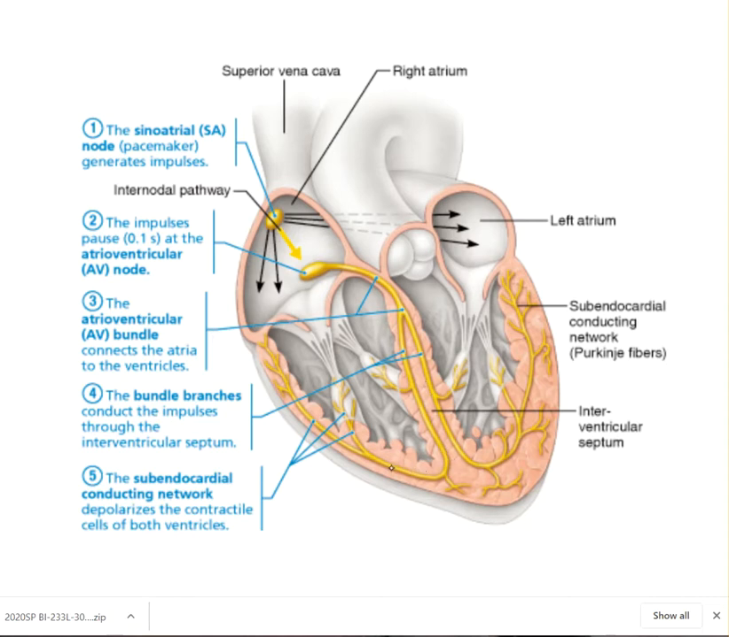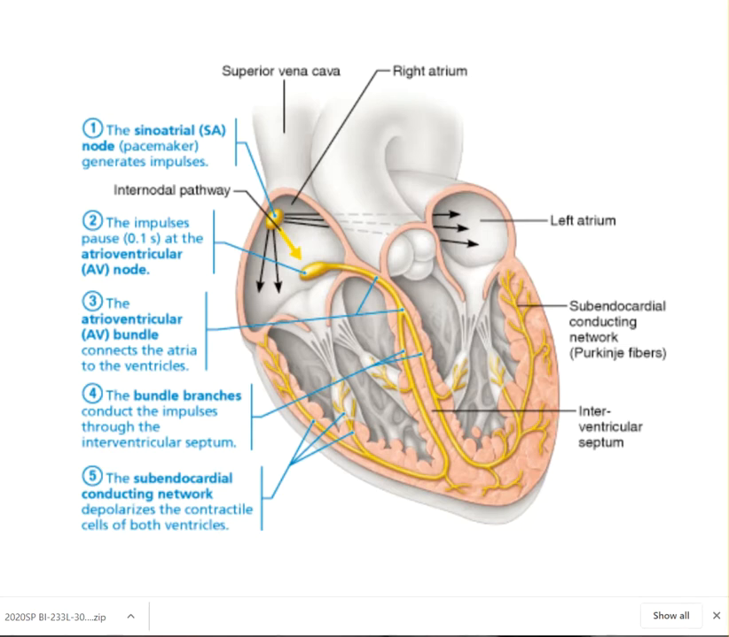And then it will turn, and as it turns, it goes up the walls of the muscle, and it will go into all of these smaller subendocardial conducting networks, which we usually call Purkinje fibers. And we will then get contraction starting down here and going across in a wave across the heart. So what we see first is contraction of the atria, and then a quick pause, and then we see contraction going up of the ventricles.